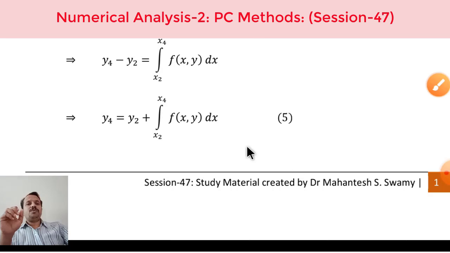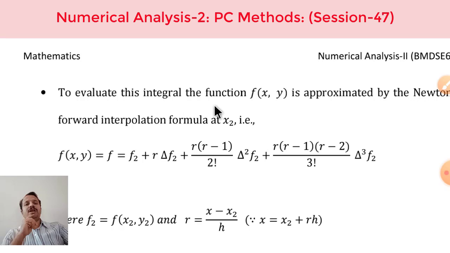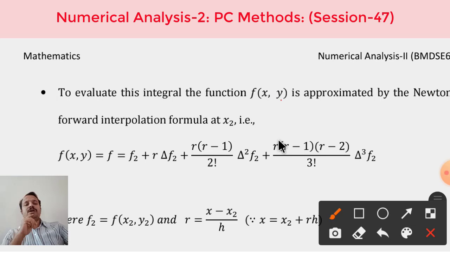Now let us move on to look at this integral. This integral has an integrand which is not so easy to tackle. Why is it not so easy? Please read this sentence. To evaluate the integral, the function f of x comma y contains y, which is the unknown, therefore it is to be approximated by using Newton's forward interpolation formula, that's all. And that interpolation formula is to be taken about the point x2.